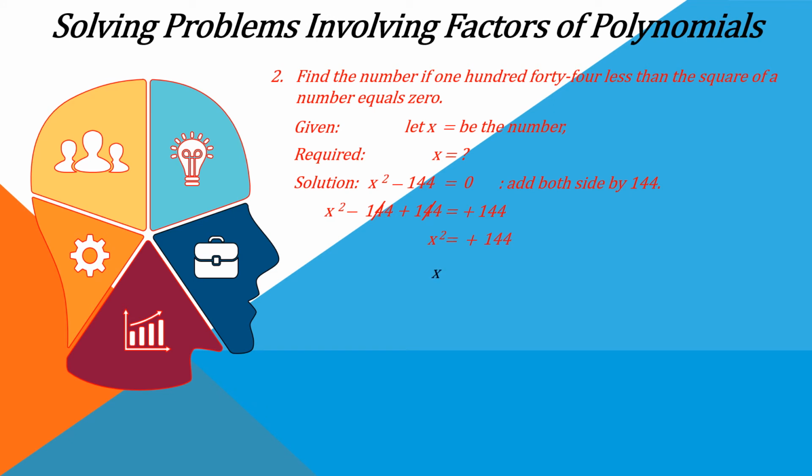Take the square root of both sides of the equation, and it should be positive or negative square root of 144. Why do we use positive and negative? Because if we multiply positive and positive, it is equal to positive. And if we multiply negative by negative, it is also equal to positive. Therefore, taking the square root of 144, it is either positive or negative. x is equal to positive or negative 12.